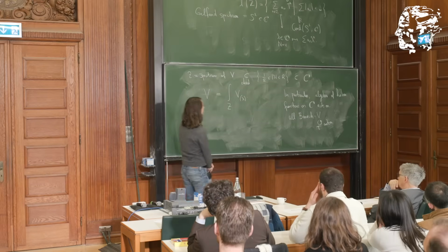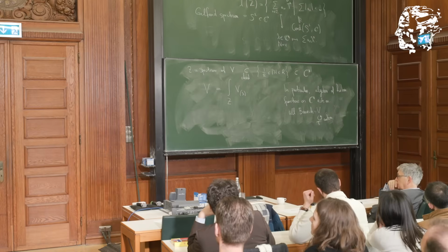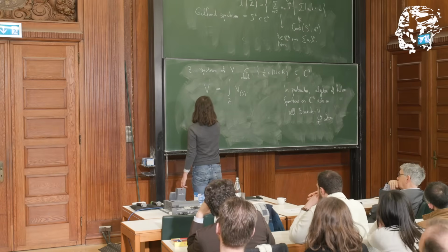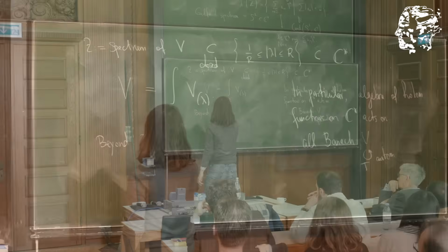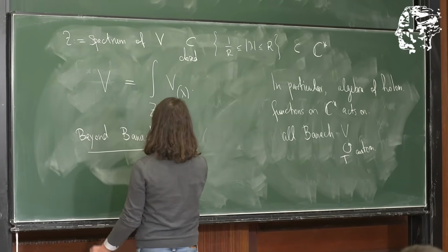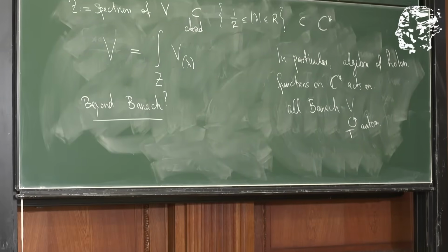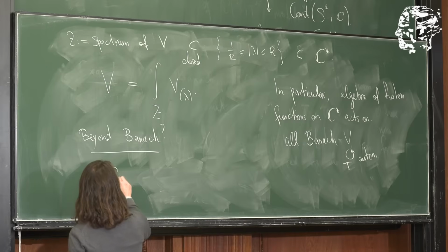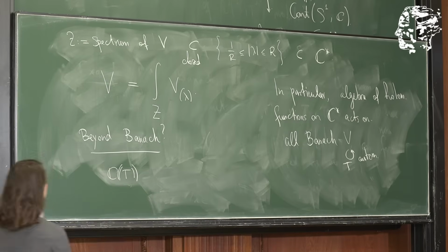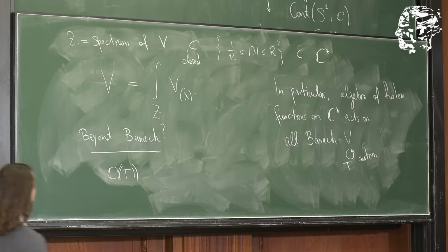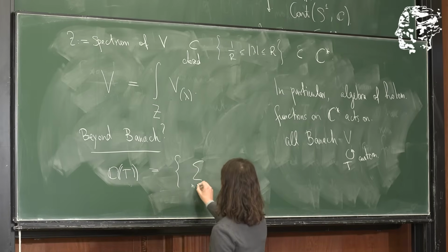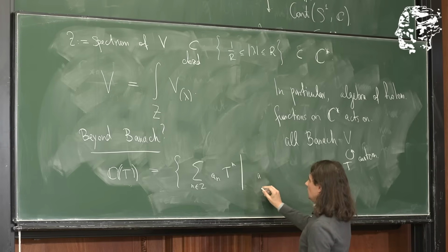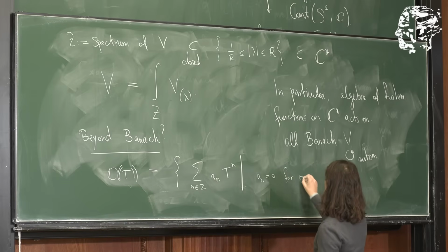Okay, and so the story for Banach modules is in this way pretty well understood, but there are many interesting topological vector spaces that are not Banach. And one example I would like to point out is that you could also take something like a Laurent series in T. So these are those sums, a_n times T to the n, where a_n is equal to 0 when n is sufficiently negative.